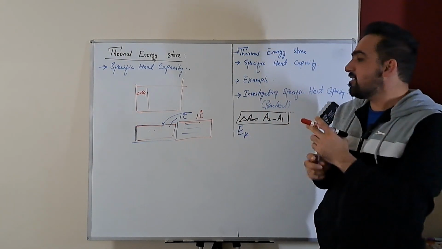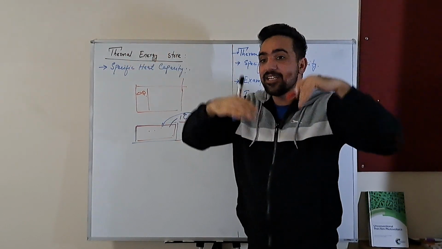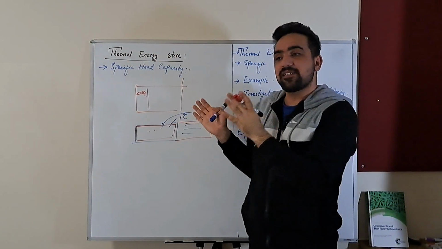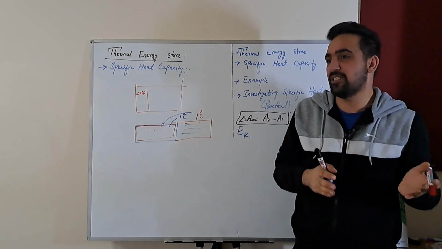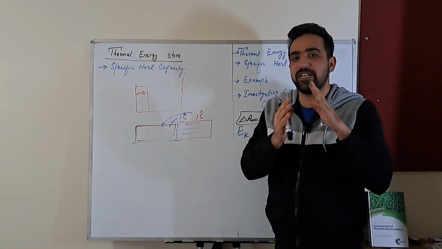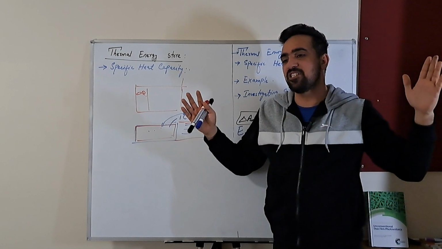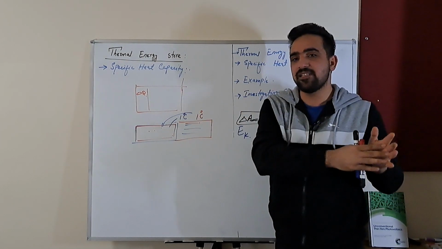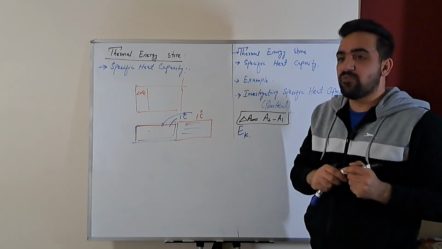So some materials have a large thermal energy store, and they can store more thermal energy as compared to some materials which have small thermal energy stores. But how do we differentiate which material has a larger thermal energy store and which has a smaller one? There is a way to find it.